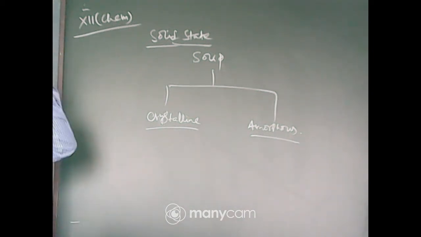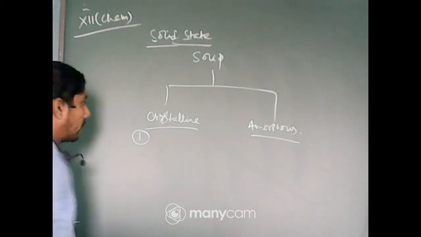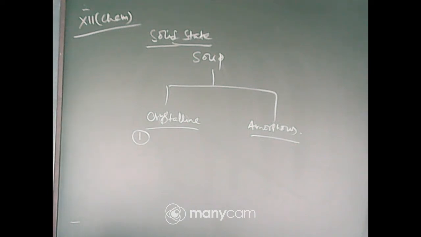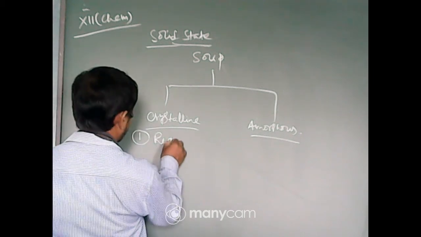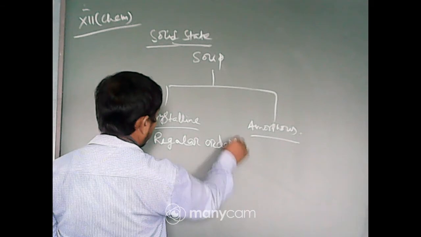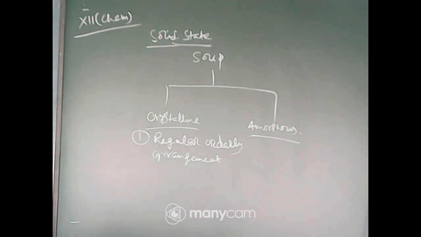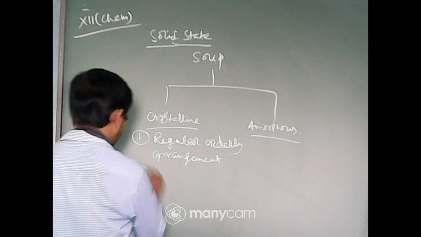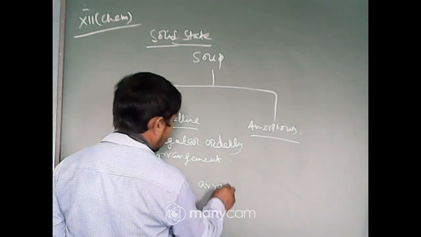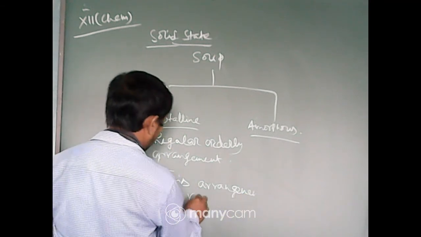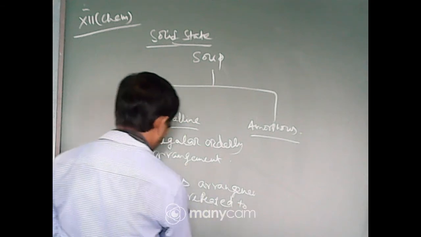Now coming to the crystalline solid. In a crystalline solid, the constituent particles have a regular orderly arrangement throughout, which gets repeated again and again, resulting in a definite pattern. So what are the characteristics of the crystalline solid? The constituent particles have a regular orderly arrangement, and this arrangement is repeated again and again to form a definite pattern.